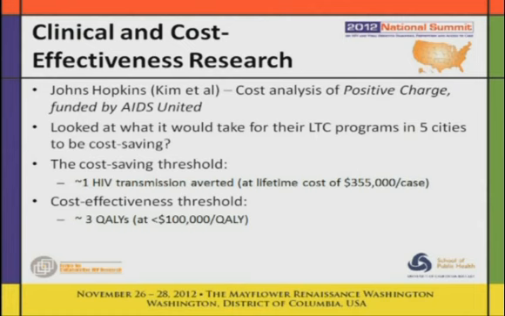And they found in these programs that they'd have to avert about 1 HIV infection if the cost per HIV infection was about $350,000 per case, which is frequently cited, and that the cost effectiveness threshold was that they would have to achieve 3 increased quality-adjusted life years for each of these programs.